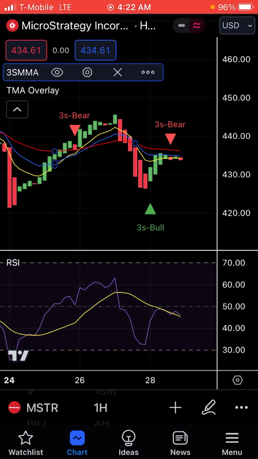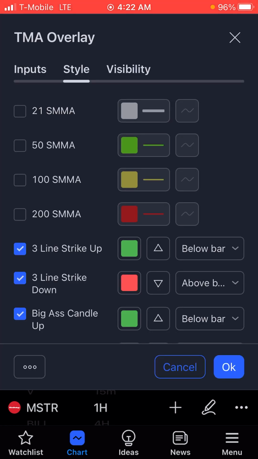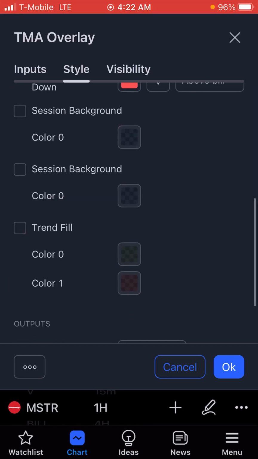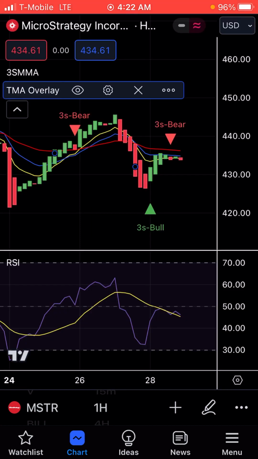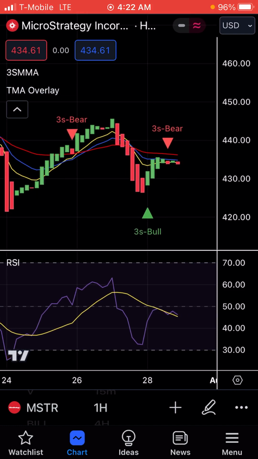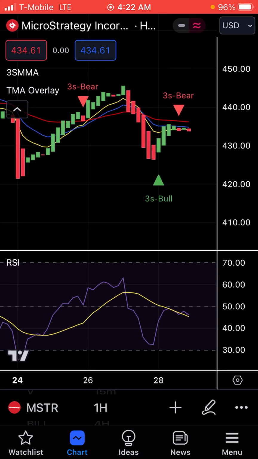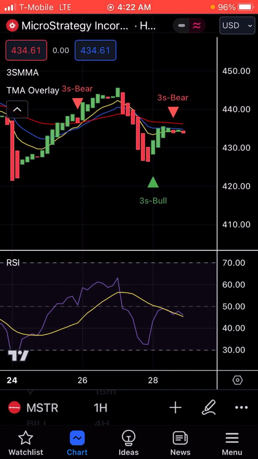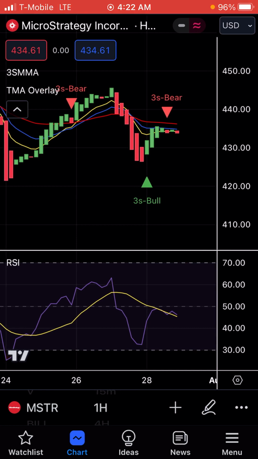When you first put it on here, you don't need all these EMAs, so you can check them off. You'll need to check off all the session background and trend fill, and it just points out the signals here. Then you go back and forth between RSI and stochastic. That's personal preference. With MicroStrategy, this will probably work on the longer time frames the best.